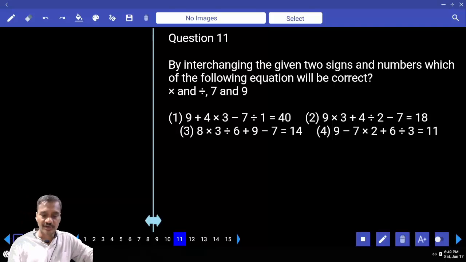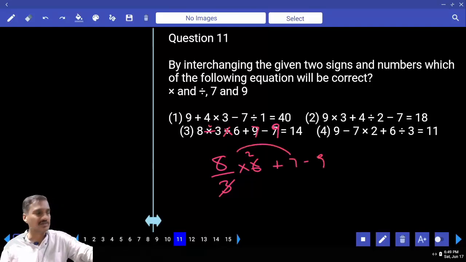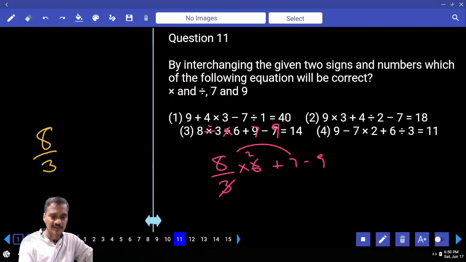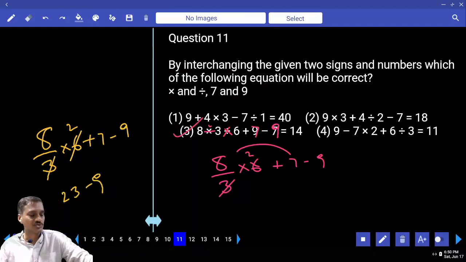Then choice 3, multiplication and division. This is division and this is multiplication. And at the same time 7 and 9 are the numbers. Then coming back to this one, 8 divided by 3 into 6. 3 ones are 3, 3 twos are 6. Then plus 7, minus 9. 8 into 2, 16 plus 7, 19. Now 8 divided by 3 into 6, plus 7, minus 9. 3 ones, 3 twos. 8 into 2, 16 plus 7, 23. And 23 minus 9, 14. 14, that is choice 3.